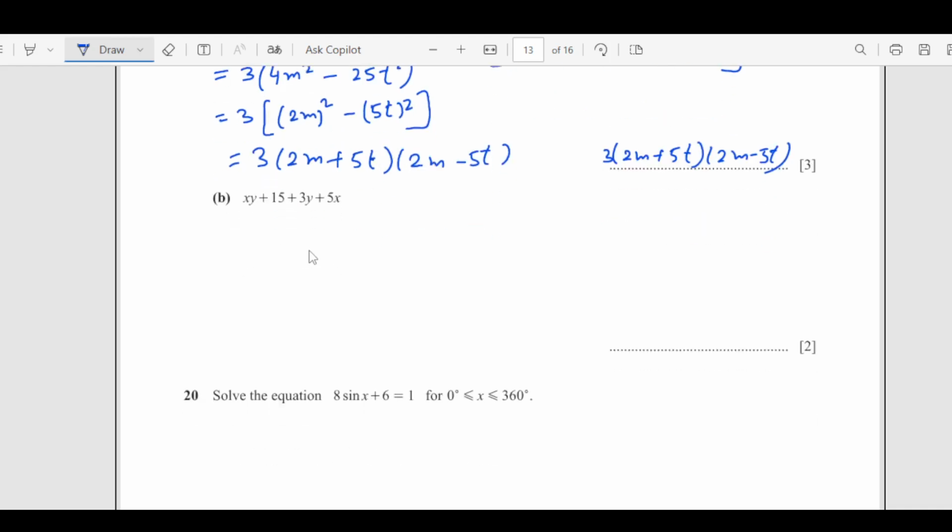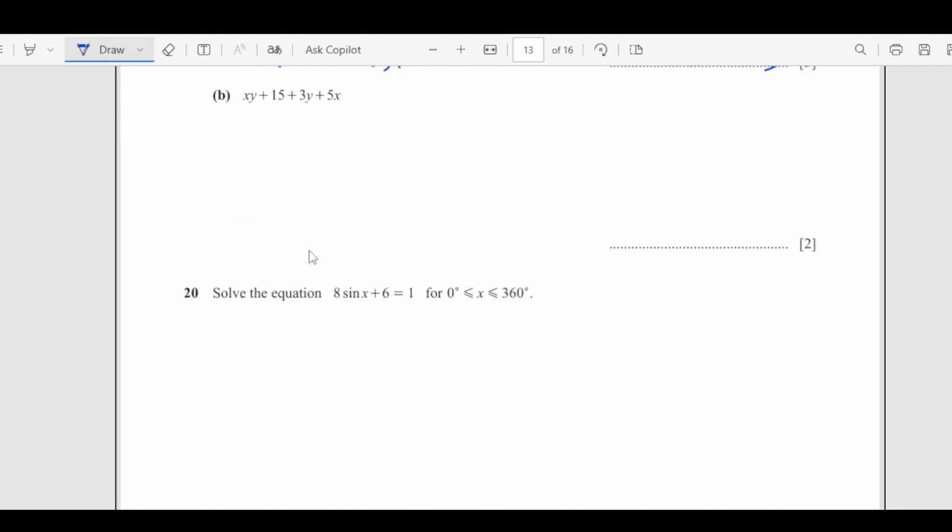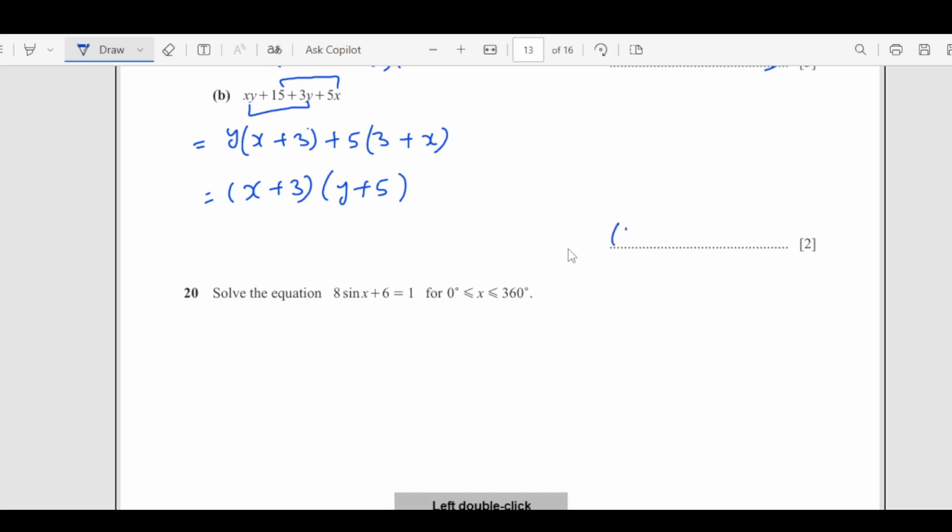Now the next one, again we have to factorize. So I will combine here xy and 3y, and these two. What is common from here is y, so inside we have x plus 3, right? From the other two we have 5 common, so 5 times it will be 3 plus x. So now x plus 3 is common, x plus 3 and 3 plus x is the same, so y plus 5. So hence we have factorized it.